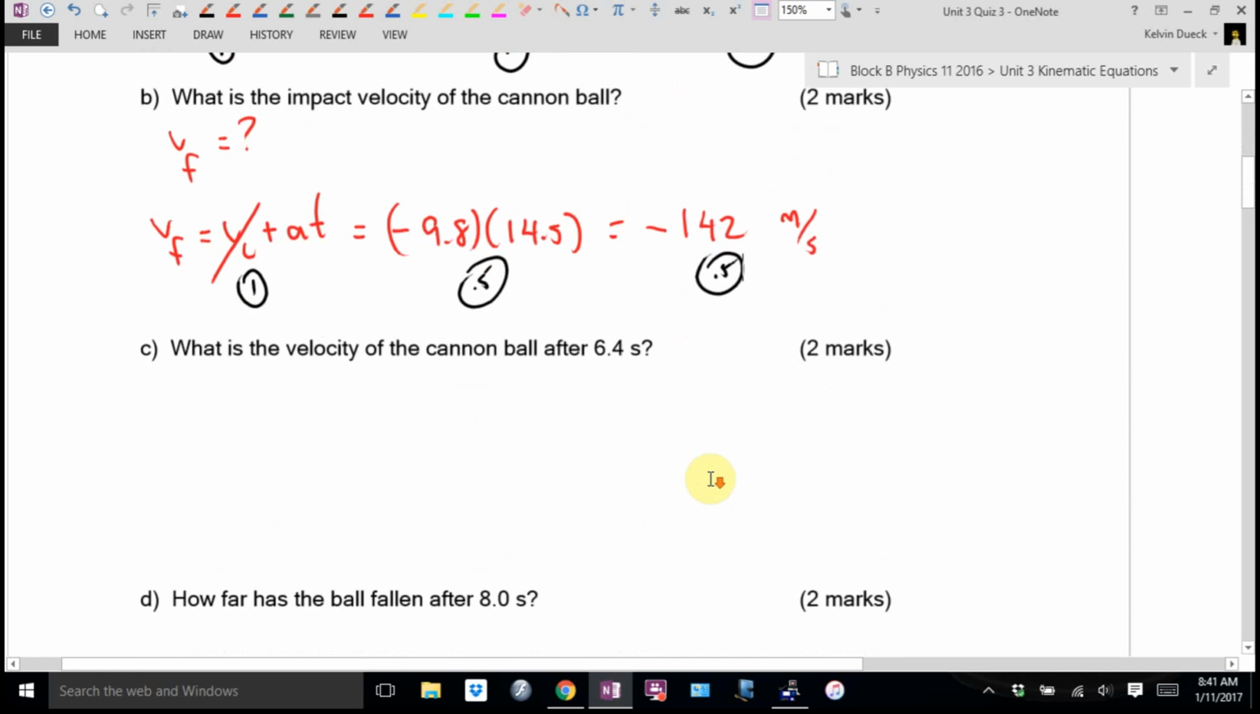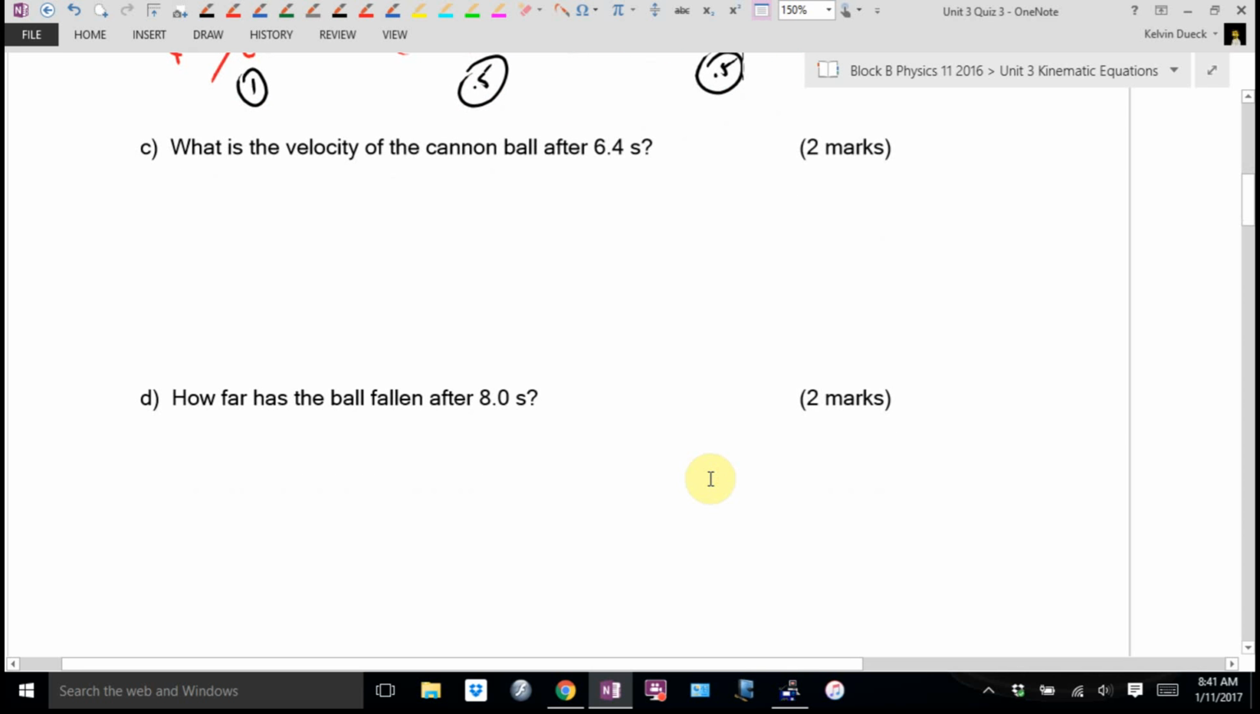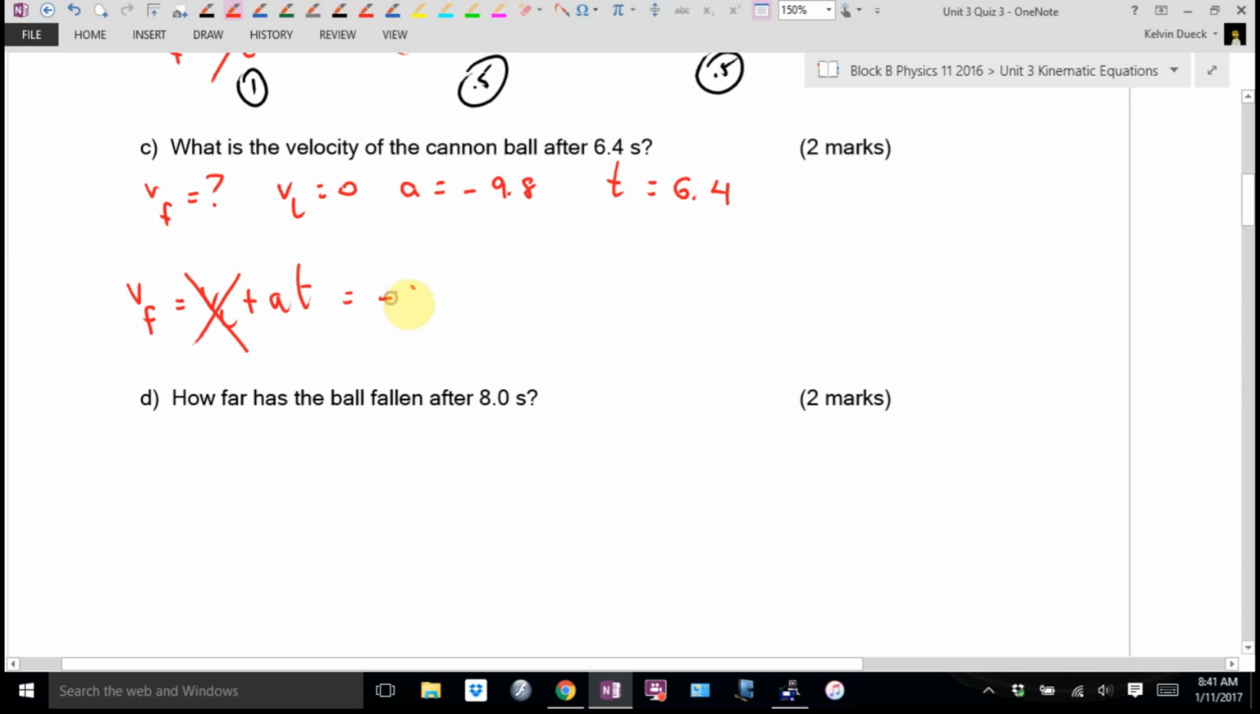What is the velocity of the cannonball after 6.4 seconds? We've just changed the question, so I'm going to re-list my data. They still want me to find a V final. V initial is still 0, A is still negative 9.8, but this time T is 6.4. It's going to be the same equation, VI plus AT, although I didn't even need to write the VI. It's going to be negative 9.8 times 6.4, still going down.